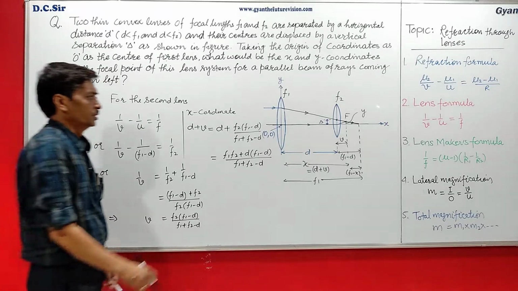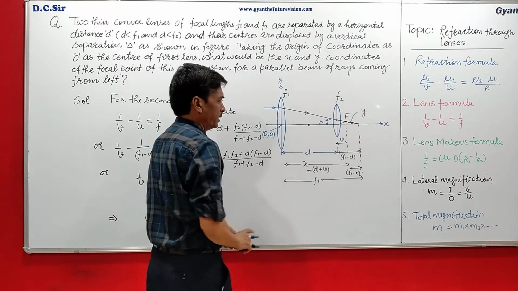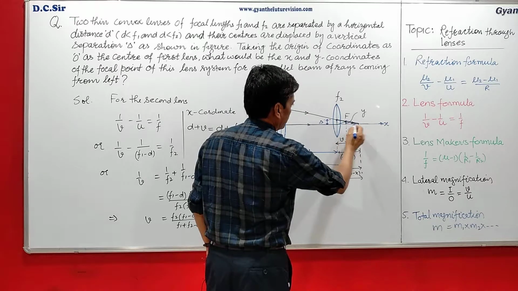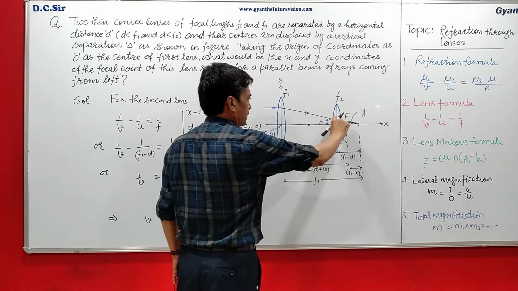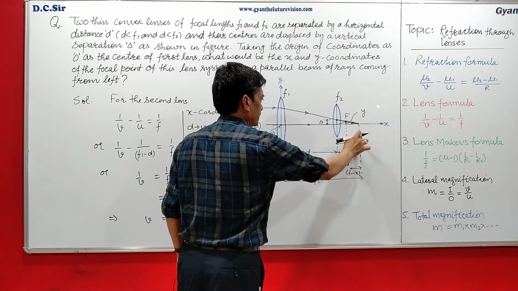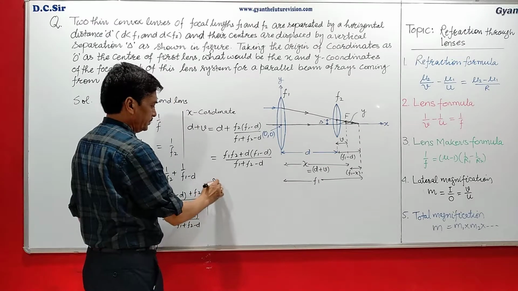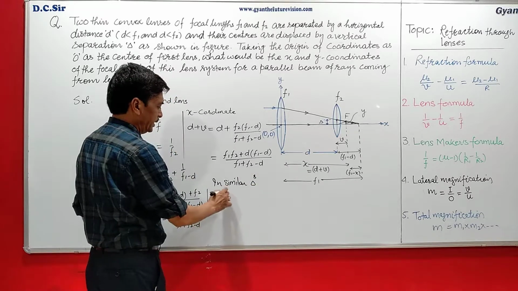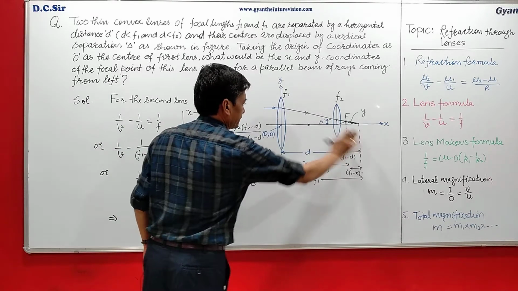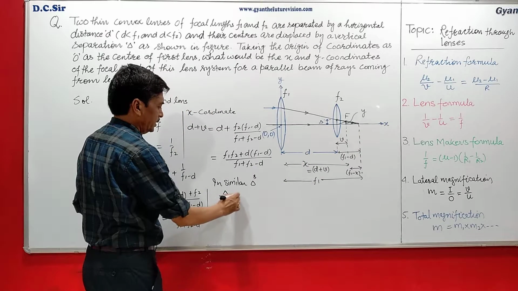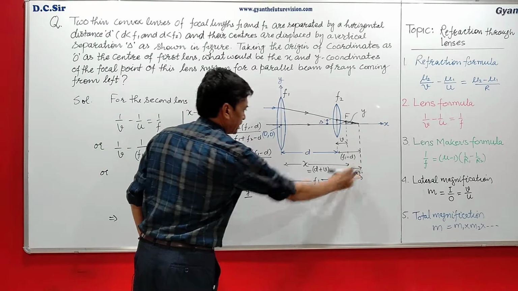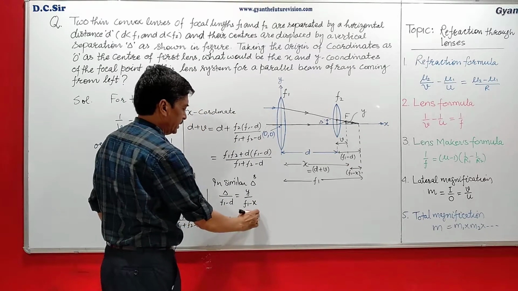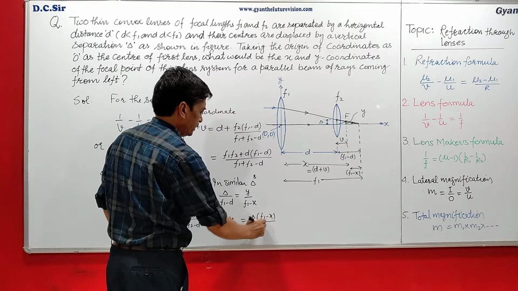Okay, now for the y coordinate, we have two similar triangles, one here and another one here. So we can write this upon this distance is equal to this upon this distance. In similar triangles, we can write delta upon this, again f1 minus d, is equal to y upon this distance, that is f1 minus x. Okay, so y is equal to delta times (f1 minus x) upon (f1 minus d).